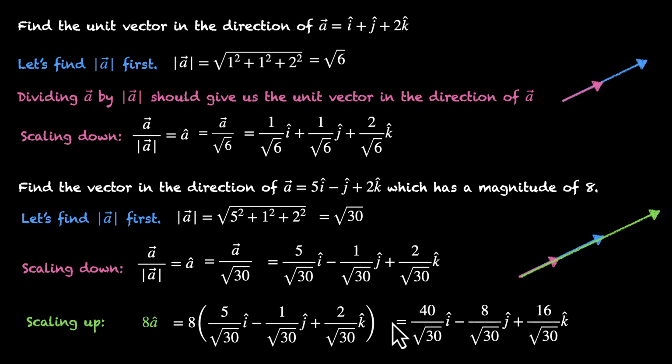Now this vector has a magnitude of 8 and is in the direction of a vector, because this is what we've got by scaling up the unit vector. So this is how you can find any vector of any magnitude in the direction of a given vector.